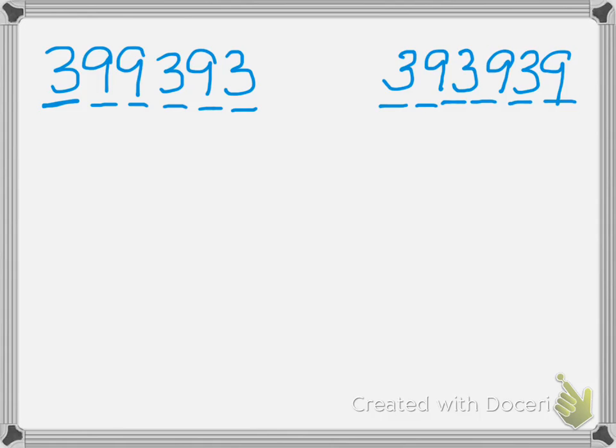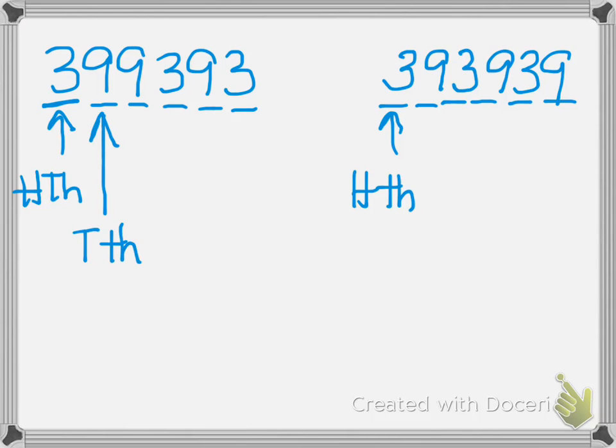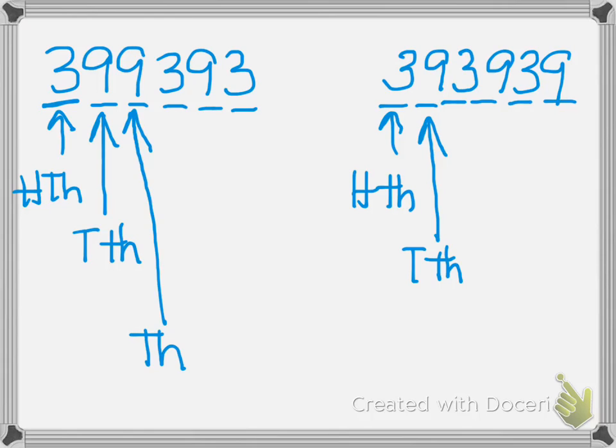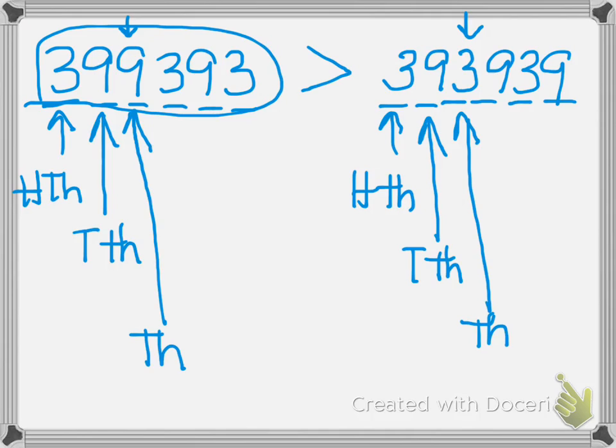We're going to compare the 100,000s here, and we have the same amount. So we go to the next digit, the 10,000s, and we have the same amount. Now go to the next one, the thousands, and we have more thousands over here. We have 9,000 versus 3,000, so this number has to be larger. It doesn't matter what you have after that, because you have 9,000s versus 3,000s. That would be the strategy for doing that one.